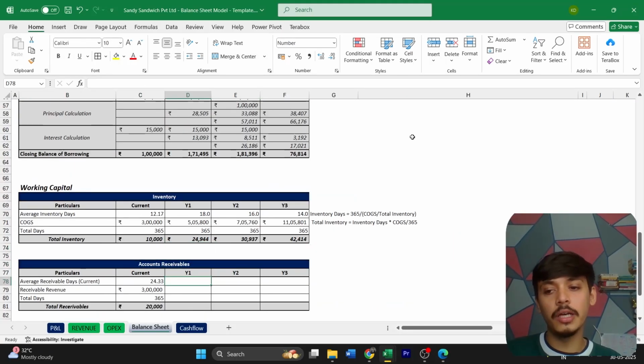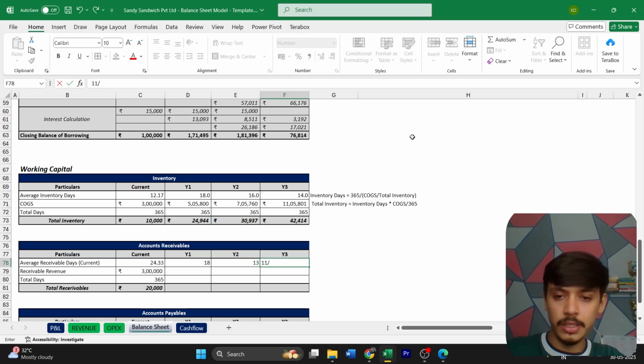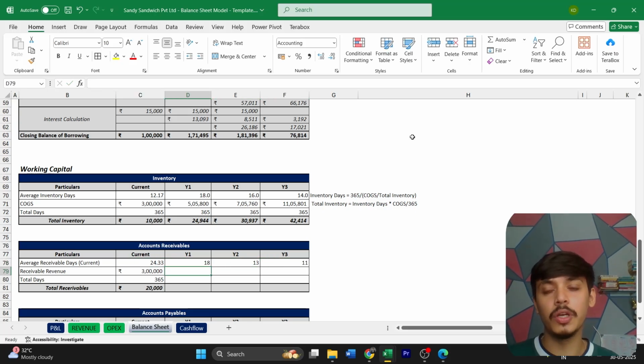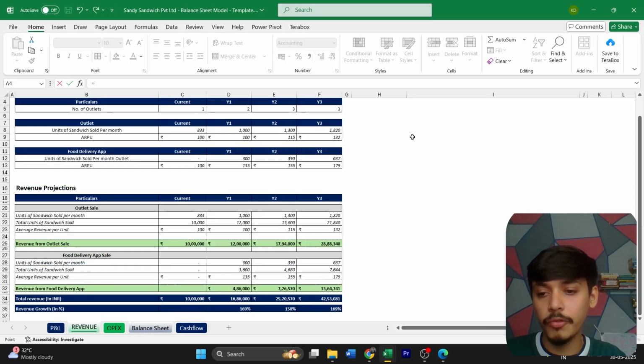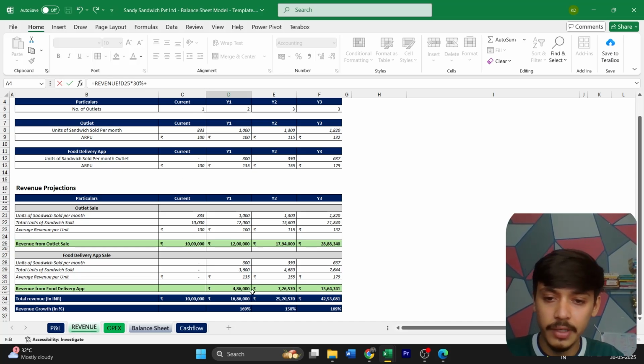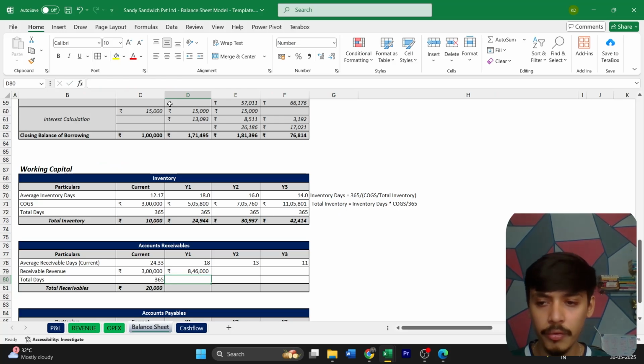Okay, so we have with us the accounts receivable days for 3 years, that is 18, 13 and 11. This is 17.5. Receivable revenue, this we need to calculate properly. So revenue receivable, we are saying that the revenue coming from outlet sale, that is 12 lakh, we have to take 30% of it, and we have to take the entire amount of food delivery app as a receivable. So we will keep this in bracket. So this will give us 8,46,000 of receivable revenue.